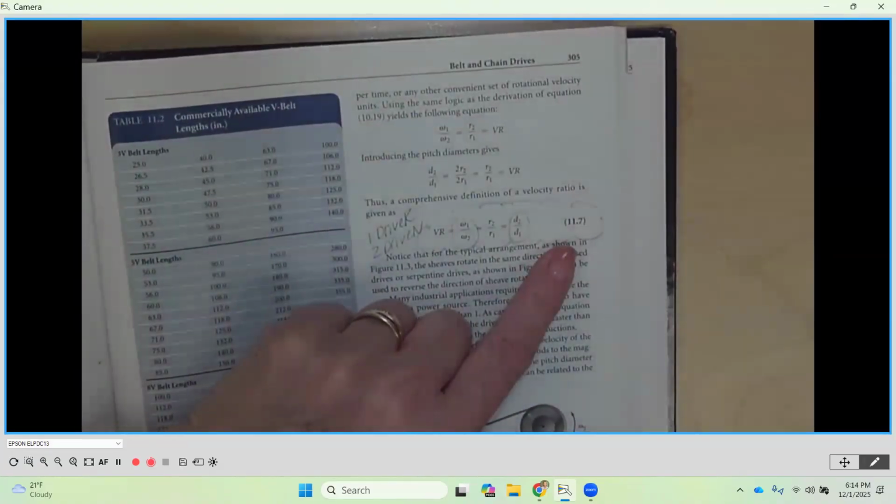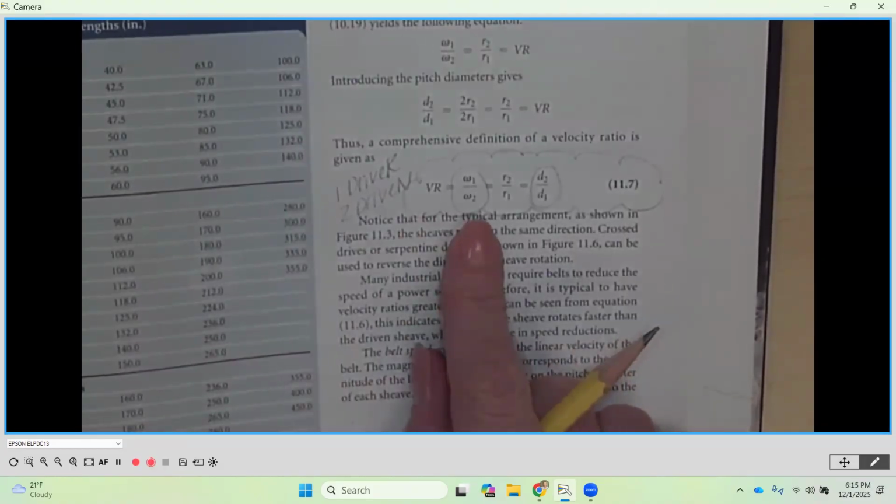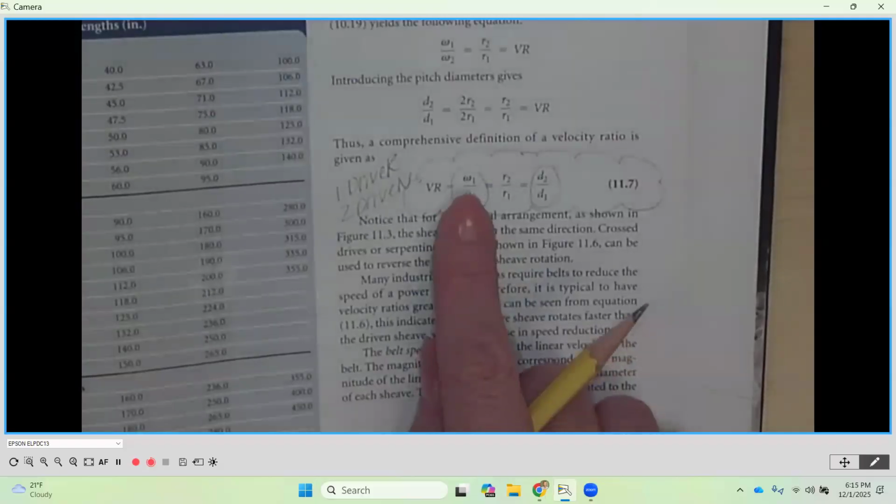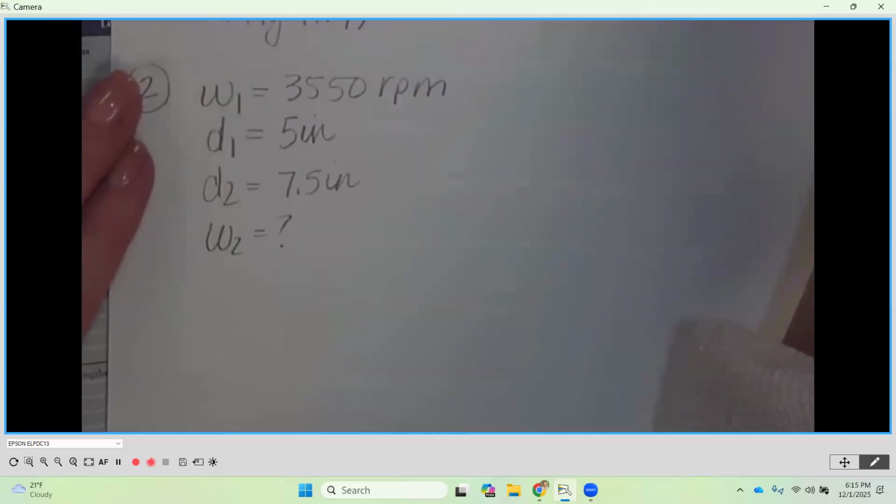So if we go back to the previous page, you'll notice we have equation 11.7. These are the options we have for velocity ratio. So we can set the angular velocities as a ratio to one another, and we have the diameters. So we can say that W1 over W2 is equal to D2 over D1. We know what W1 is. We know what D2 is. We know what D1 is. We can use it to calculate W2. Agreed? Okay. So we're going to set that up exactly the way we see it there.